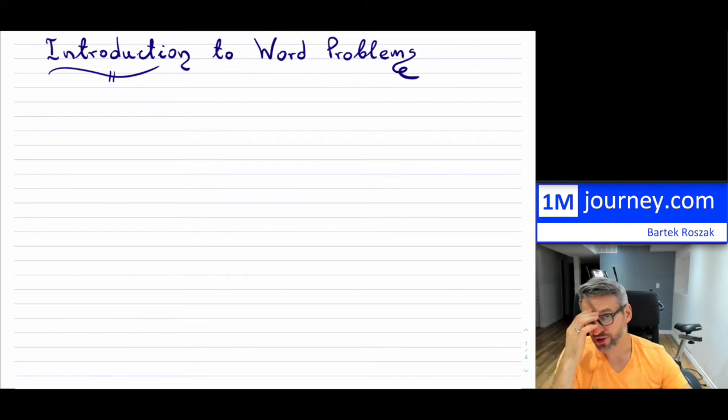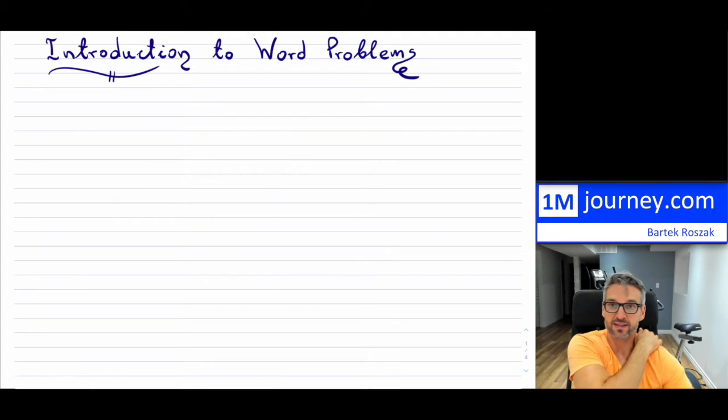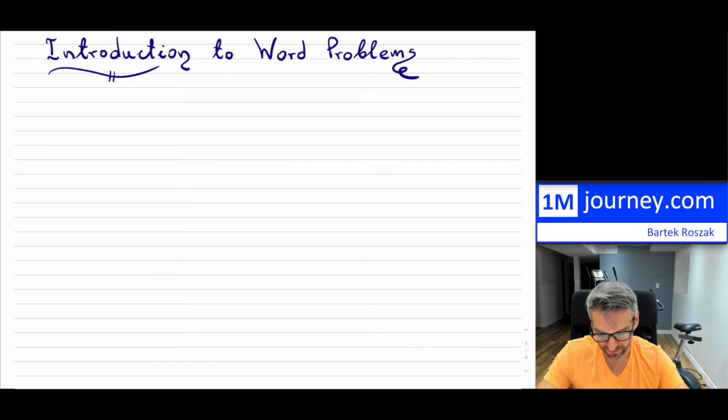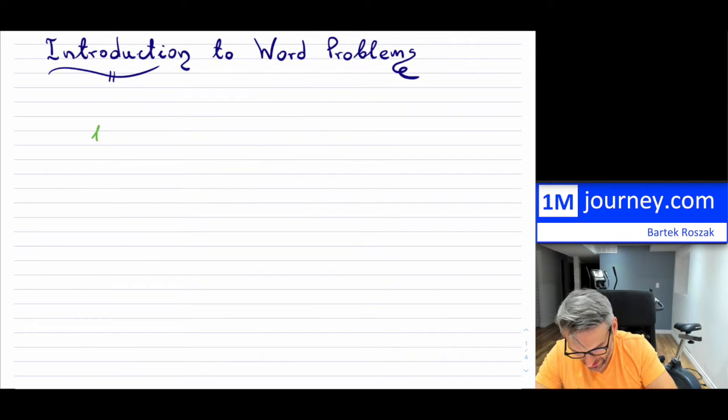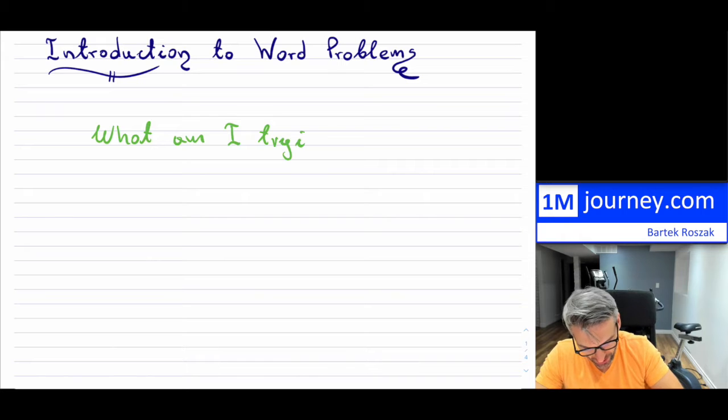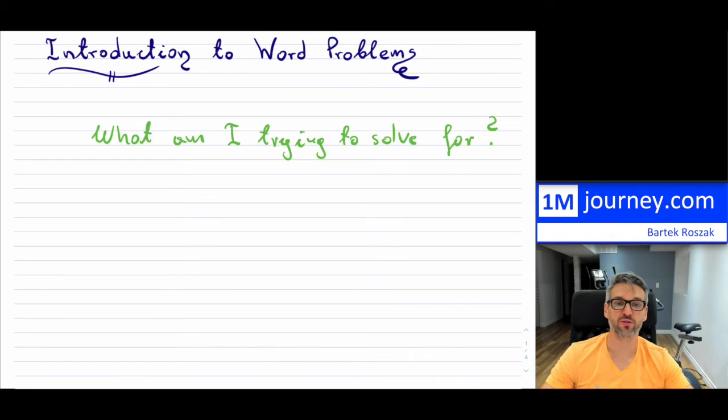So pretty much any word problem related to math and sciences or business or something of that nature is going to boil down to trying to solve for something. So the ultimate question that students should ask themselves is, what am I trying to solve for? That's the ultimate question.